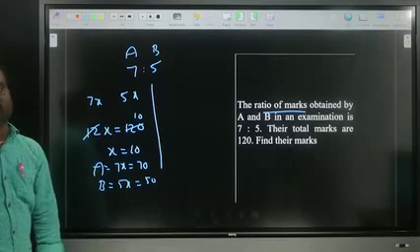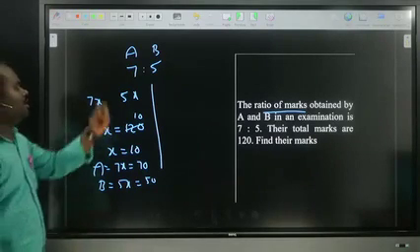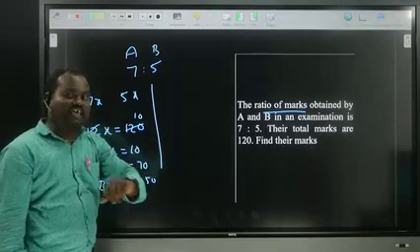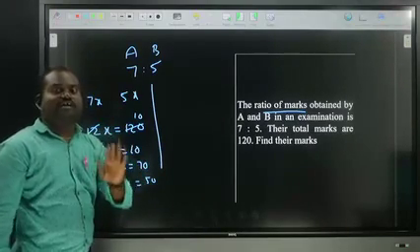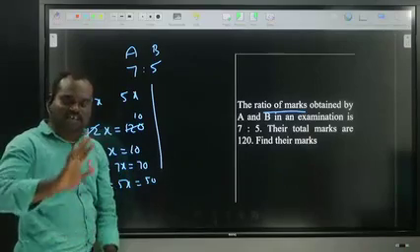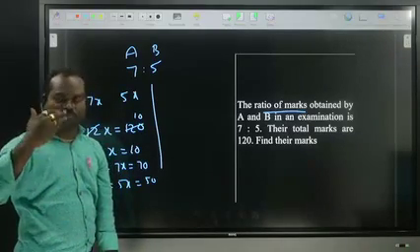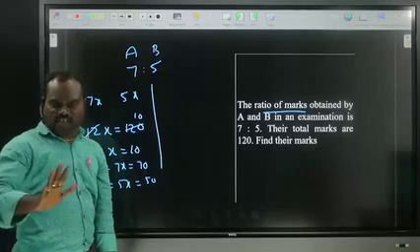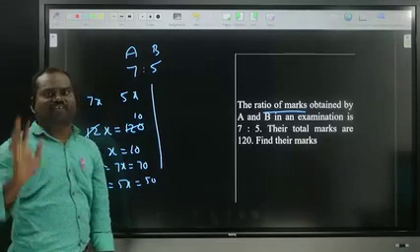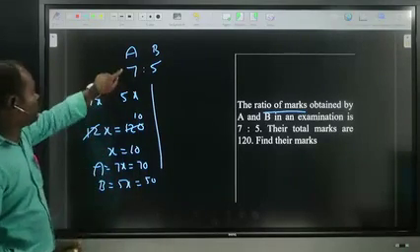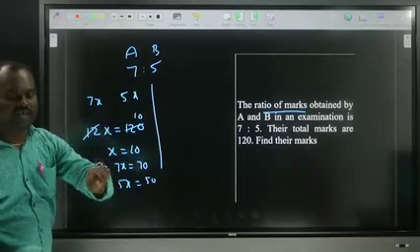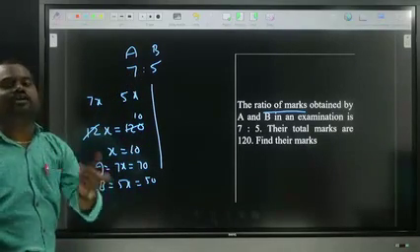And one more method is in ratio. Any quantity we will take as parts. Any data we should treat as parts. It may be marks, ages, height, weight, money, anything. Now A got 7 parts. B got 5 parts.